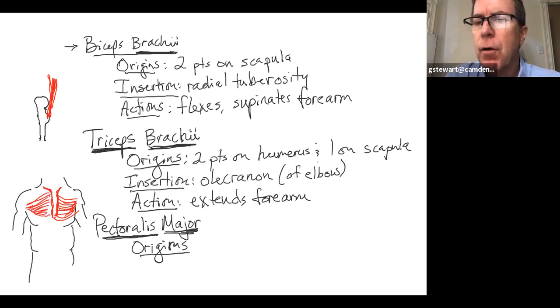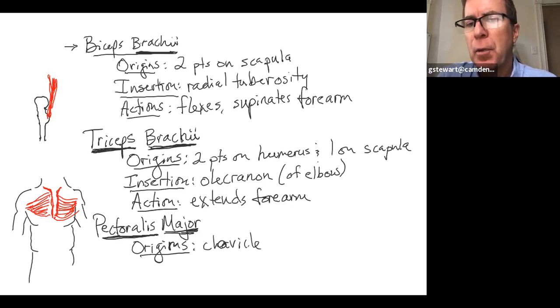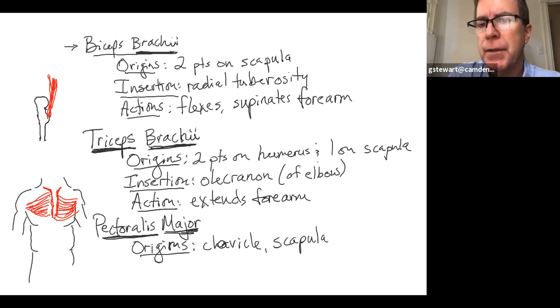And that's the origins. Let me write those down really quickly before I forget. Clavicle, scapula. Technically, there's another point of origin, but I'm trying to make it easy for you. These are by far the two main ones. The insertion.